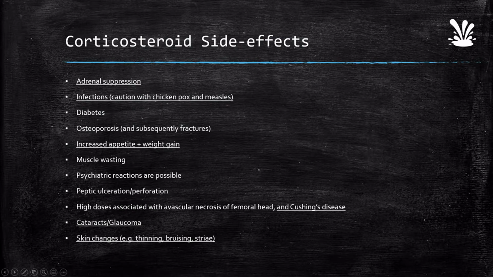In addition, peptic ulceration, perforation, and GI bleeding in general is a risk. We've mentioned the high dose associated with avascular necrosis of the femoral head, and high doses can lead to Cushing's disease, which is where there's too much steroid in the body. And the last two, the skin changes, such as those mentioned there, and then cataracts and glaucoma.